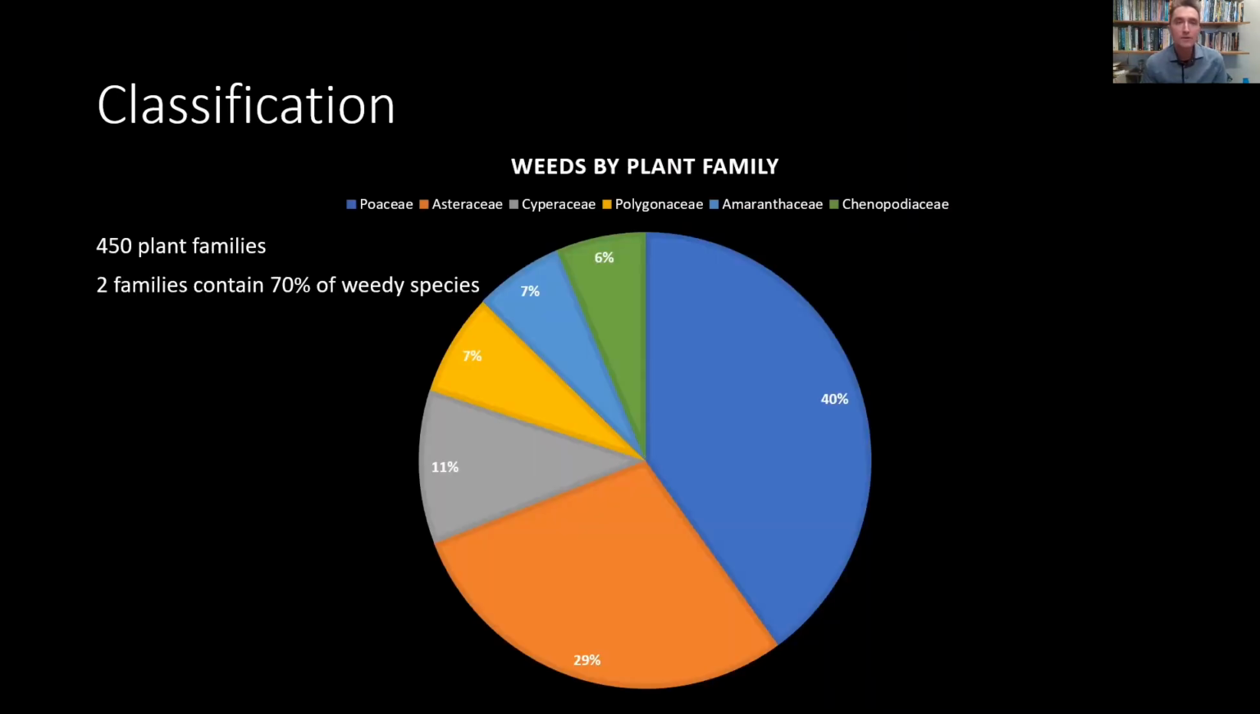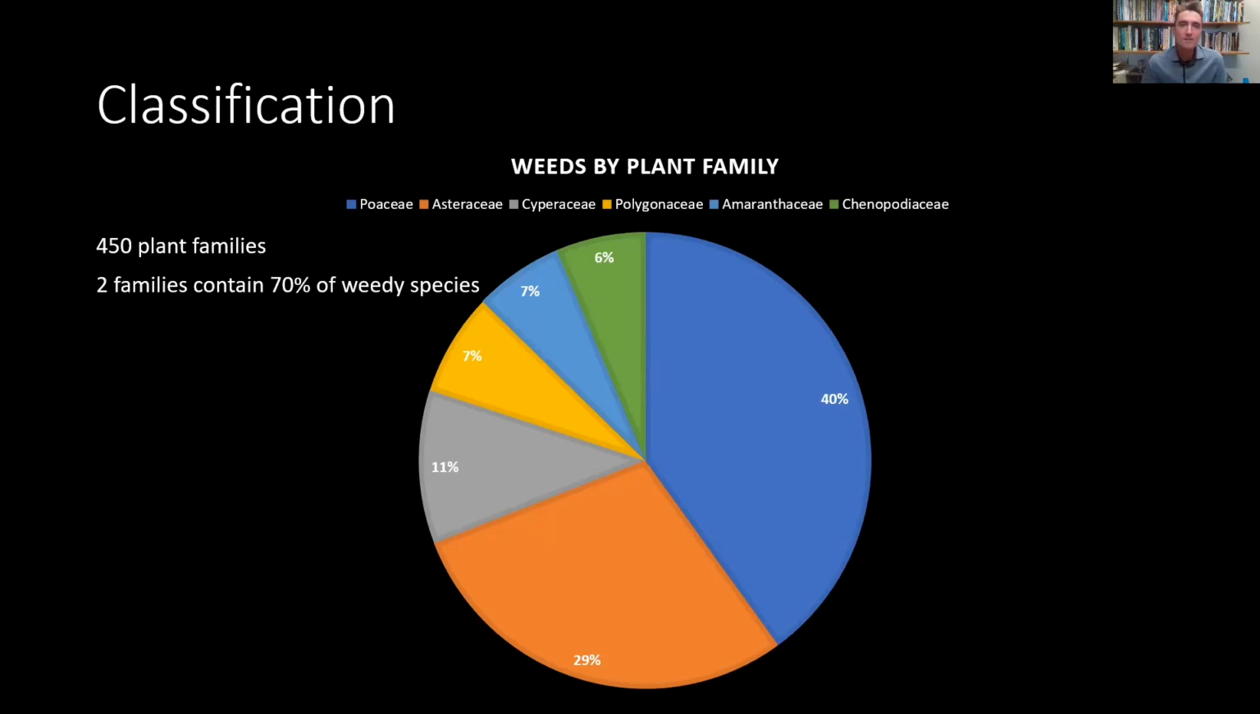And if we break down our weeds even further by plant family, we can see that in general, out of hundreds of plant families, there are two primary families that will contain the vast majority of the weedy species that we will encounter in the landscape. The largest plant family that contains weedy plant species is the grass family, Poaceae, POA. 40% of weeds are in that family. They're fairly easy to differentiate from other families because they look like grass.